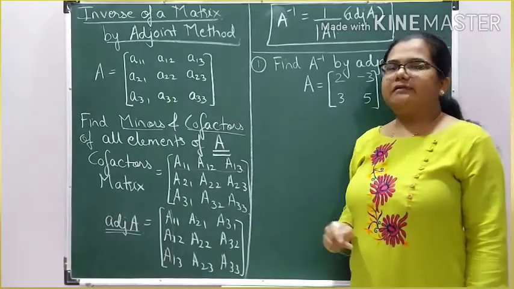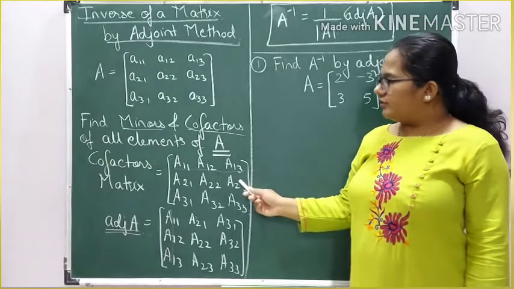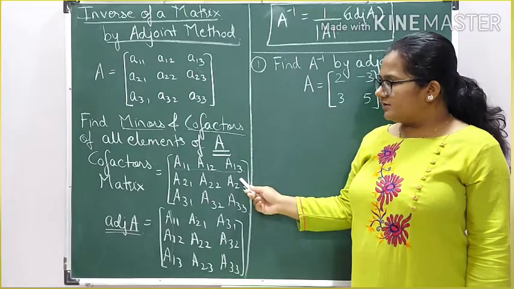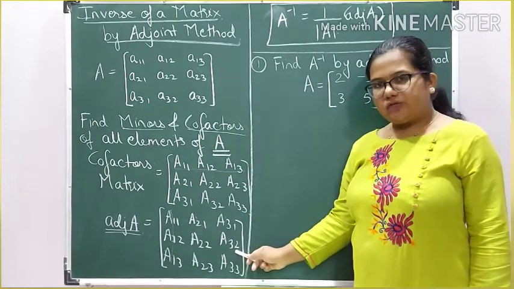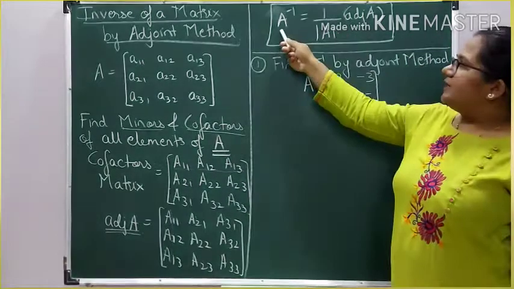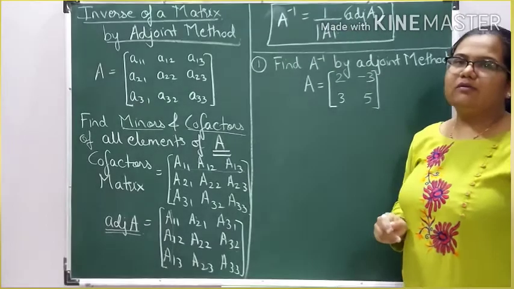You have already studied finding the cofactors of the given matrix. Finding the cofactors, easily write the cofactors in the matrix form. Take the transpose of this matrix, you will get the adjoint of A. Then the formula is A inverse is equal to 1 upon determinant of A into adjoint of A.